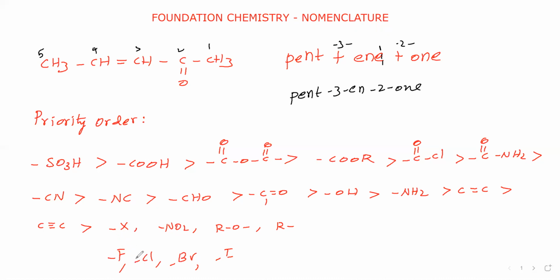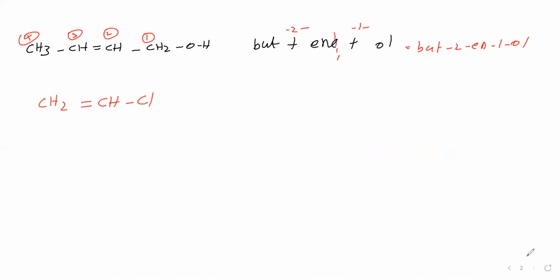Therefore, Cl is not the main functional group. Cl is considered as a branch or substituent. So the Cl name we have to say as chloro. That is, this Cl will not come as a secondary suffix because it is not the main functional group. Then this compound contains 2 carbons, therefore eth. C=C double bond is there, therefore ene. Like that we can say.